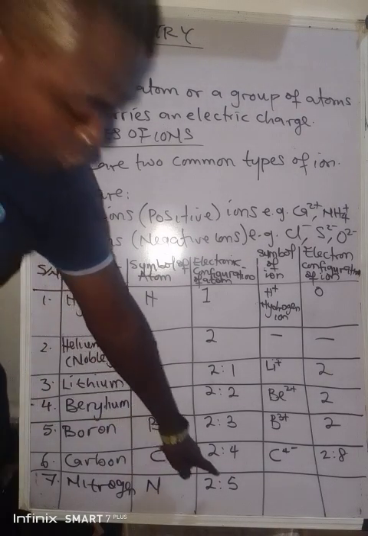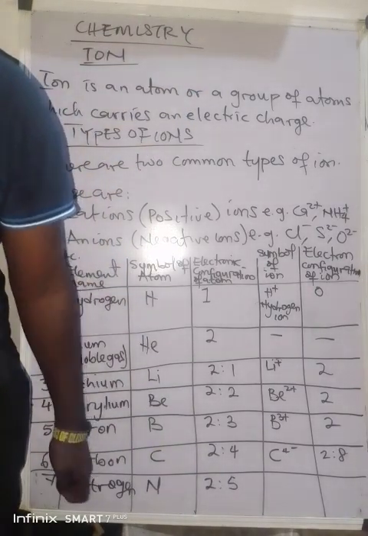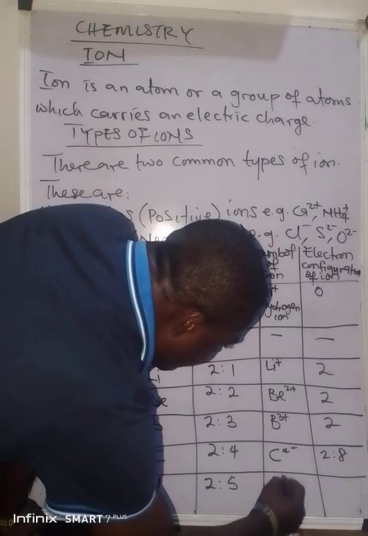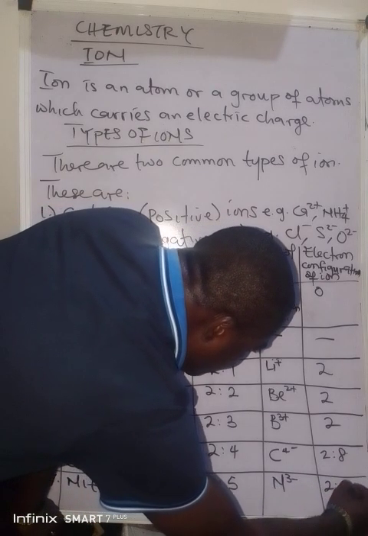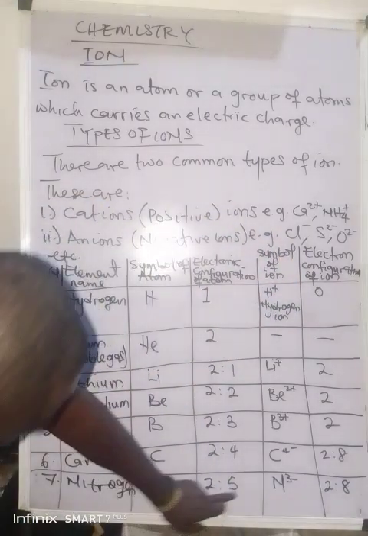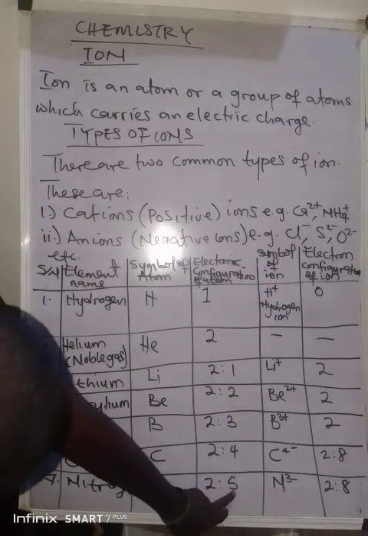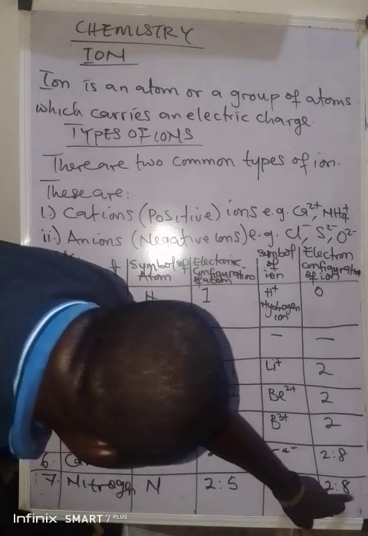How many electrons do I need to add to this 5 to make it 8? 3. So it will now become N3 minus. The configuration is now 2, 8. It was 2, 5 before. It has borrowed 3 to add to it. That's why it is 8.